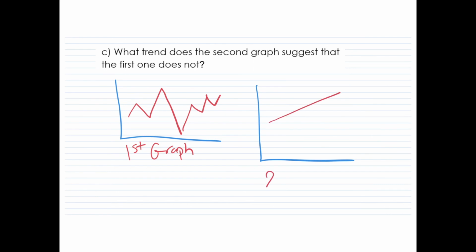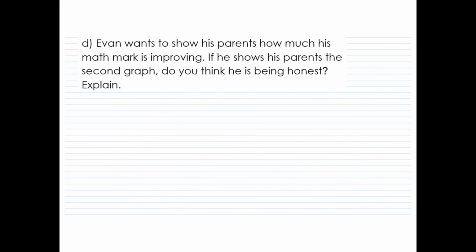If this kid went home to his parents and says, here's a graph of my test, obviously they're going to show this one here, because it shows that he's getting better and better as the year goes on, but he's literally leaving out this giant dip right here. So this is called bias, where you're only showing the information that you want people to see.